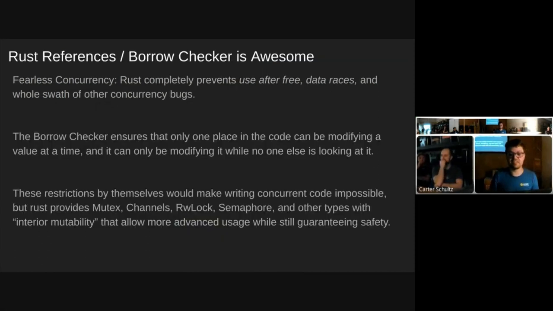So again, this is the magic of the borrow checker. This is how Rust provides fearless concurrency. Rust can completely prevent at compile time use after free in databases. That's insane.